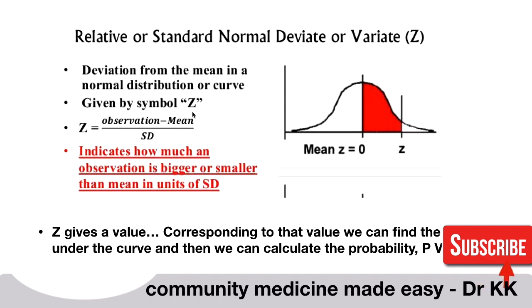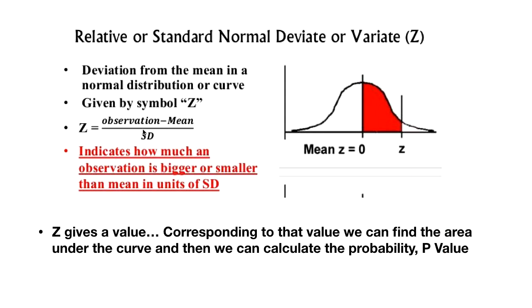It is given by the symbol z. It is very important to calculate this standard normal deviate. It is given by the formula observation minus mean by standard deviation. That is, it indicates how much an observation is bigger or smaller than mean in units of standard deviation. Z gives a value corresponding to that value. We can find the area under the curve, then we can calculate the probability value.